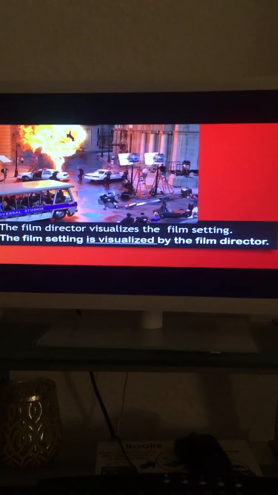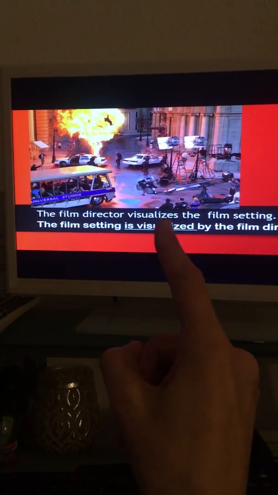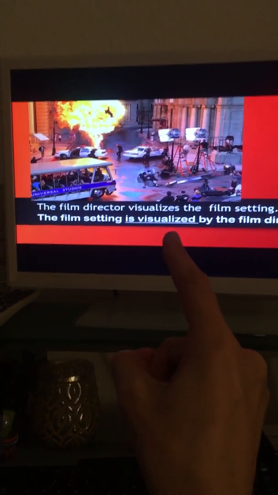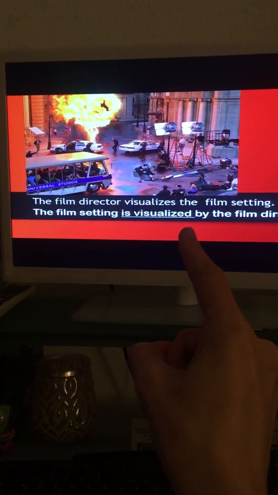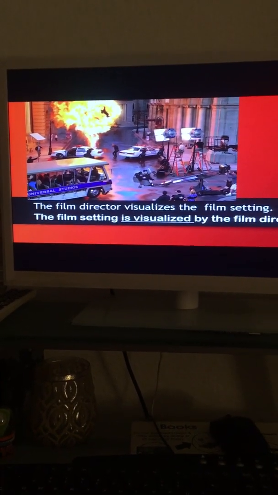Yes, it's the second sentence. The film setting is visualized by the film director. That is the passive voice. Why? Because we've got an is and visualized. Is is a form of to be, and visualized is the past participle because it has an ed at the end and is the third form that we learn. Okay?